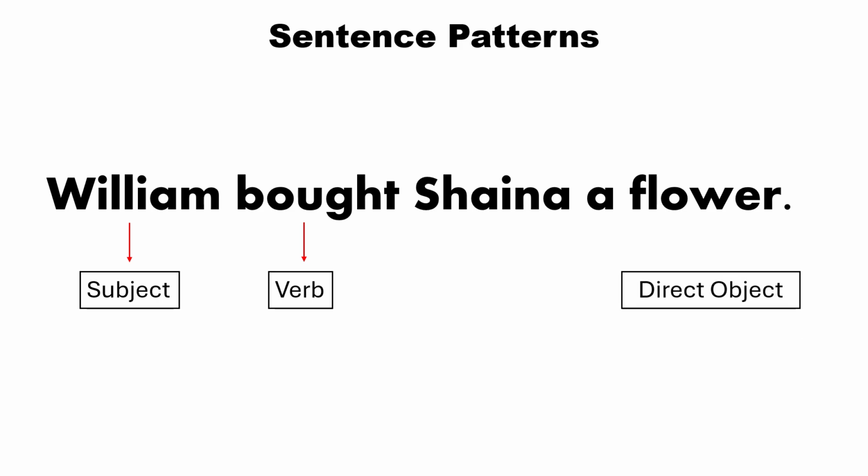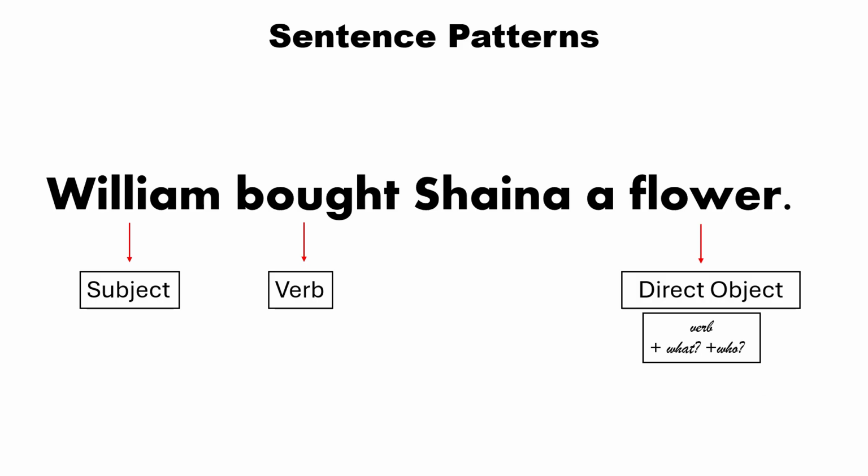Now, another important element is the direct object. That is the receiver of the action. What is bought? How do you find this? And it's easy, it's a flower. It's easy to answer this or to find this.